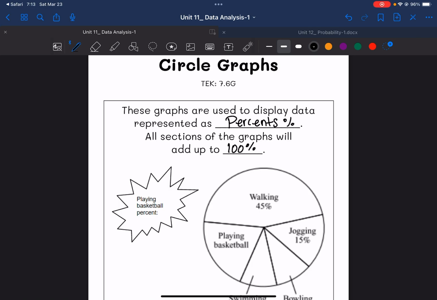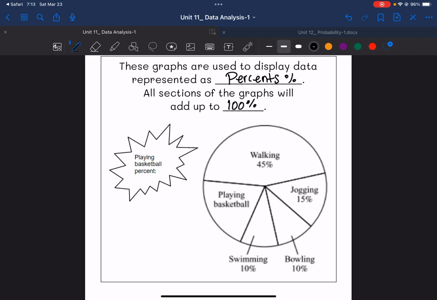Okay, let's see, here, the first thing that I recommend you doing is making sure that you have all the pieces. So I see that walking is 45%, okay? Jogging is 15%, bowling is 10%, swimming is 10%.